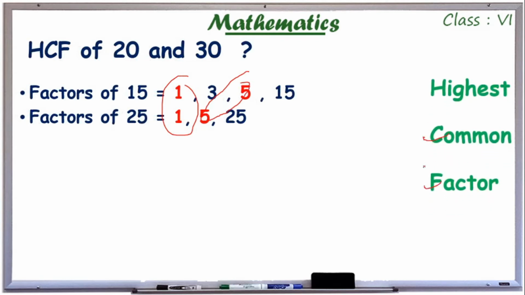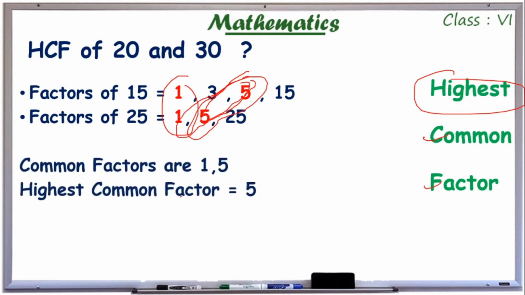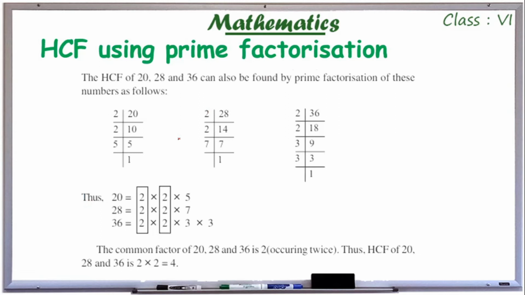So I found factors and common factors. Then highest common factor. The highest among the common factors is 5. So the common factors are 1 and 5. The highest common factor is 5. This is how you have to find highest common factor using the simple method. And now we are going to study how to find it professionally, means how to find it through prime factorization. So look at this.